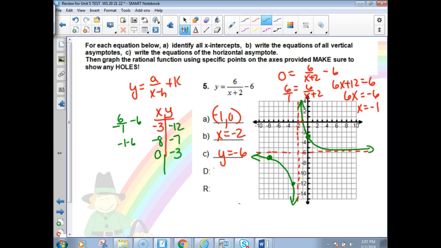All right, the domain's all reals except x can't equal negative 2. And the range is all reals except y can't equal negative 6. See if we can get through another one before I pause.